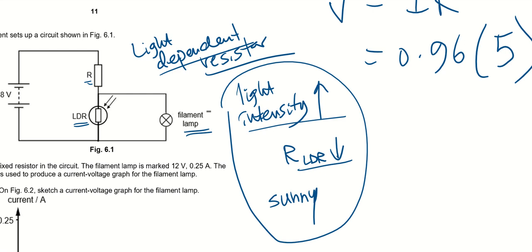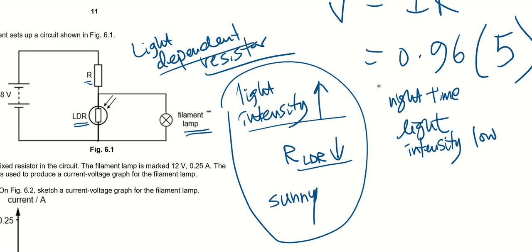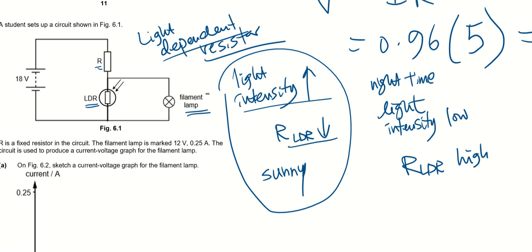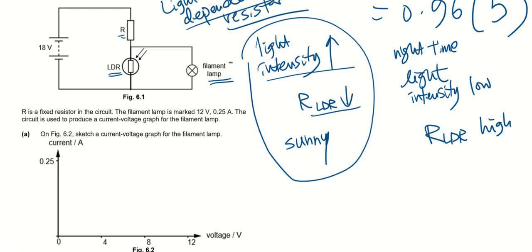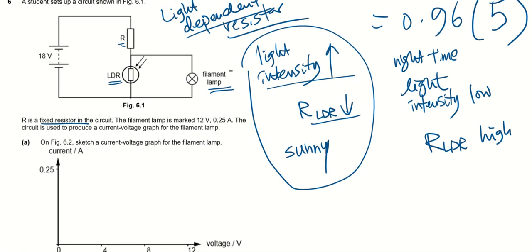Okay, which means to say when it's dark, when it's nighttime, the amount of light on this LDR, the light intensity, is low. The resistance of this LDR will be high. Okay, so this is LDR, light dependent resistance. So R is a fixed resistor in the circuit.